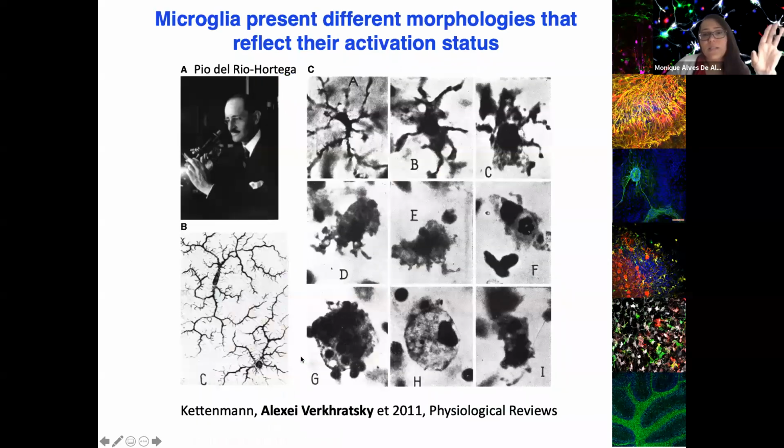Microglia exhibit heterogeneity in the transcriptome, protein expression, proliferation, and function, which might be involved in their pro-regenerating properties. These are images drawn by Pío del Río-Hortega, which show microglial cell evolution during their phagocytic activity. They present different morphologies that reflect their activation status.